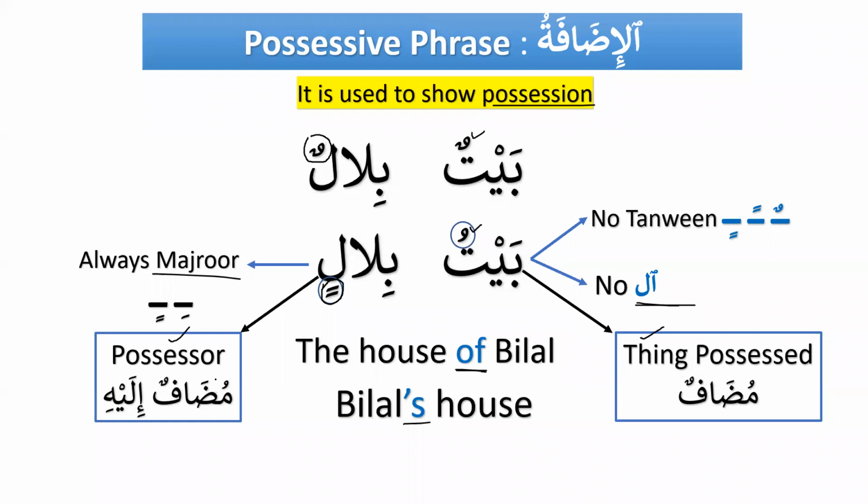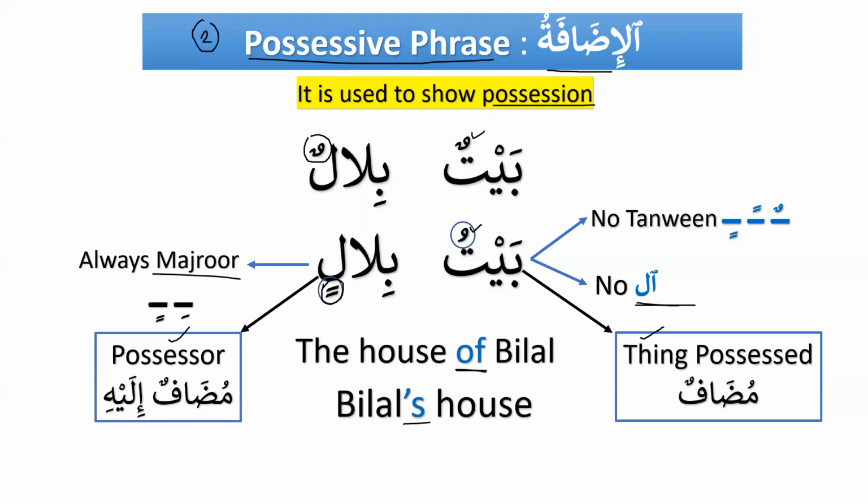And inshallah, aren't they called mudaf ilayhi? Yeah, that's what I'm saying. Baytun is called mudaf and Bilalin is called mudaf ilayhi. But the complete construction is called al-idafa, or we call that a possessive phrase, okay? And this is our phrase number two.